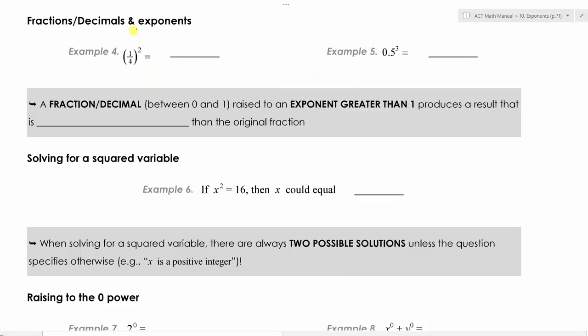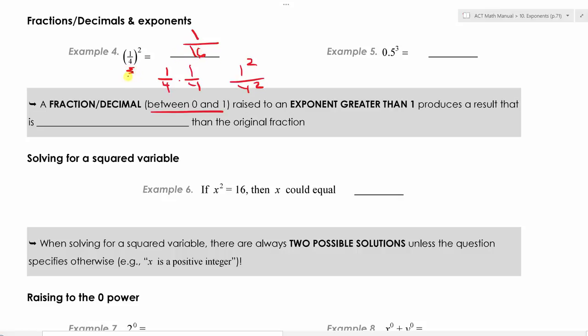Fractions and decimals and exponents. We need to know generally what happens when we take a fraction between 0 and 1 and we raise that fraction to an exponent greater than 1. So 1/4 squared, I can either do this in the calculator or think of this as 1/4 times 1/4, or I could even think of it as 1 squared over 4 squared. A lot of different ways we can think about this. Bottom line is it becomes 1/16.